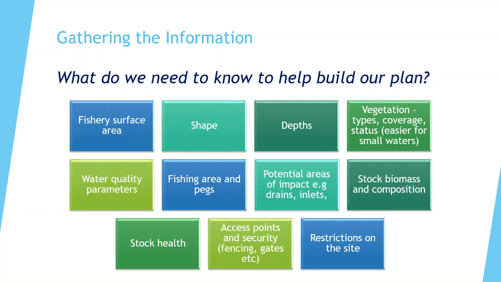What's your access point? Do you have to go through other people's land? If you change your fishery type from a low number syndicate water, with 20 syndicate members, to opening it up for day tickets and there's suddenly 30 people, 40 people a day going down the track, is that going to have an impact on how effective our fishery is?